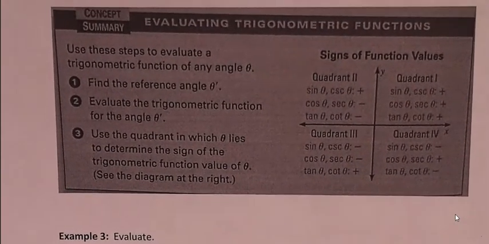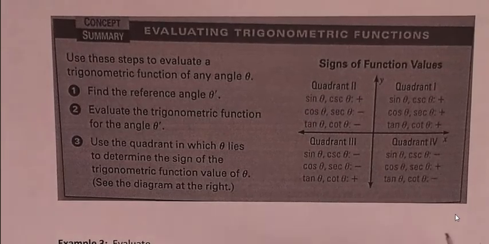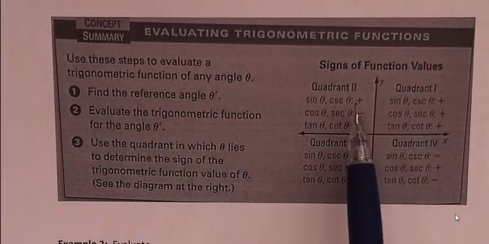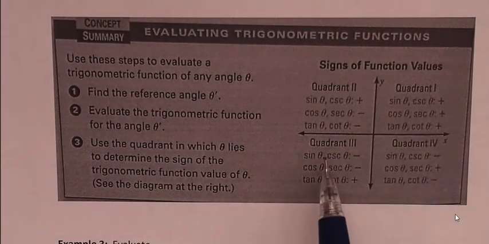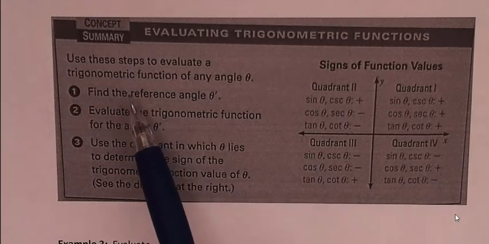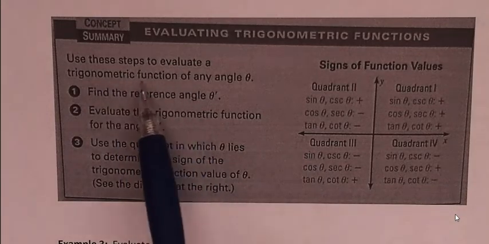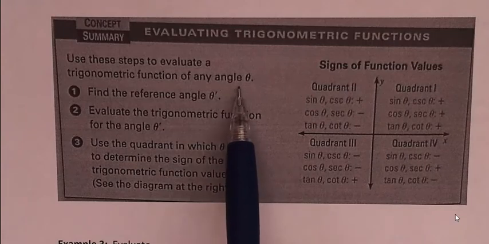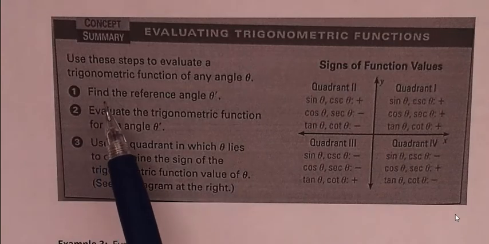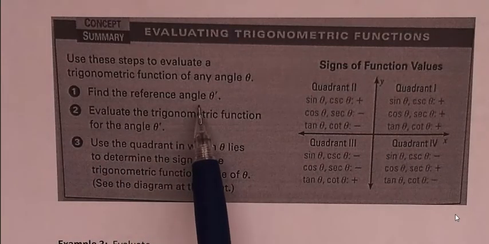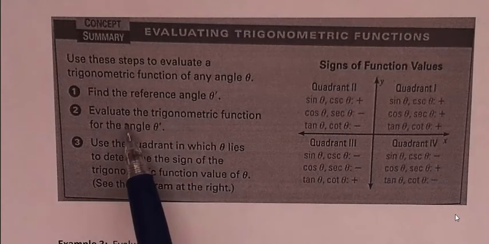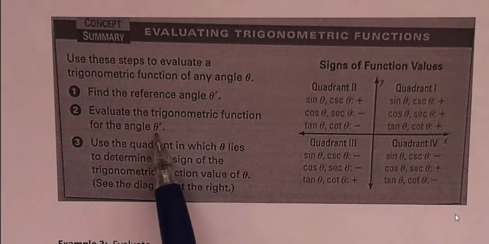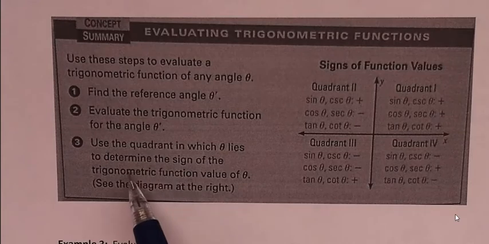Okay, so there's a lot here, and I would not use this portion here. I would definitely use this part. So we are going to evaluate trig functions of any angle, and here are your steps. You start by figuring out your reference angle. Then you evaluate the trig function for that angle. And then you use the quadrant to figure out, is it positive or negative?